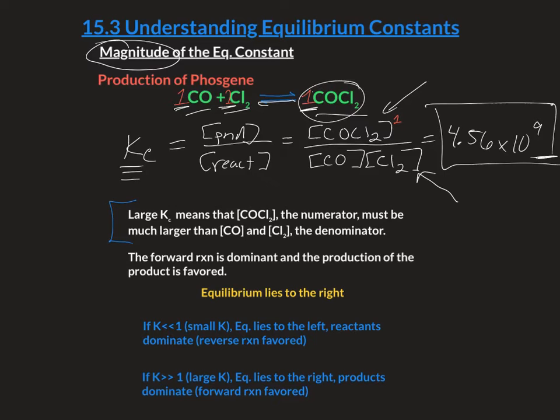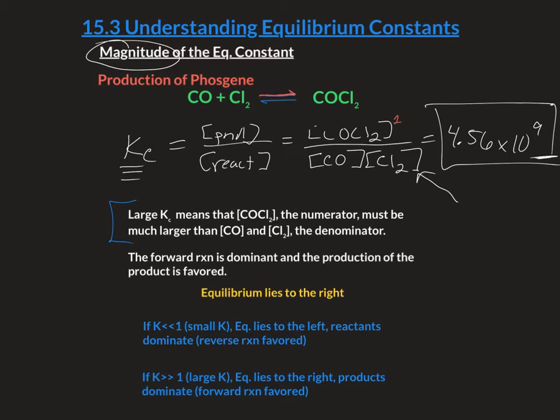So what this is saying is that the forward reaction going from carbon monoxide and chlorine gas this way, that forward reaction, highlighted by the red arrow there, is dominant. And the production of my product phosgene is going to be favored.